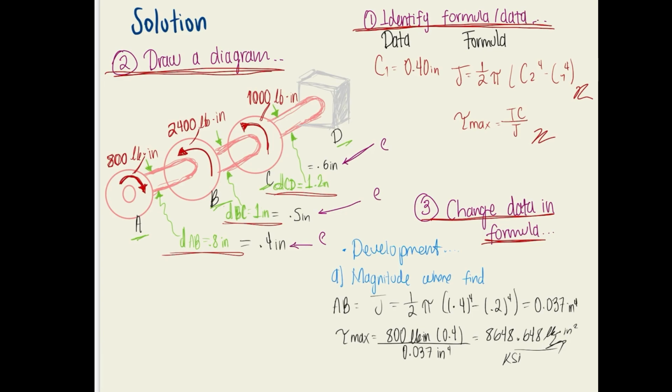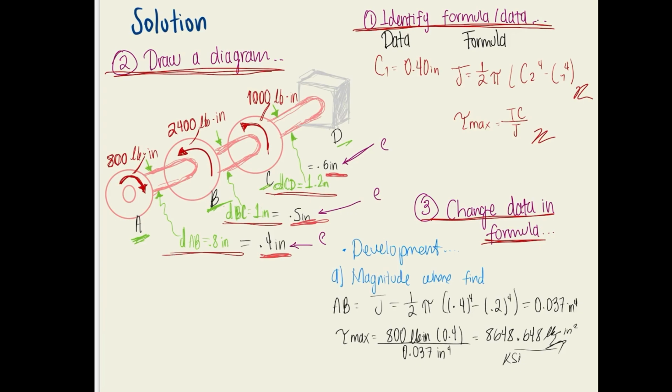Between point A and point B, we have a diameter of 0.8 inches. If we calculate the half, we have a result of 0.4 inches, which we mark here. In the second, BC, 1 inch, the half is 0.5 inches. And the third, C and D, we have a diameter of 1.2 inches, so we have a result of 0.6 inches.